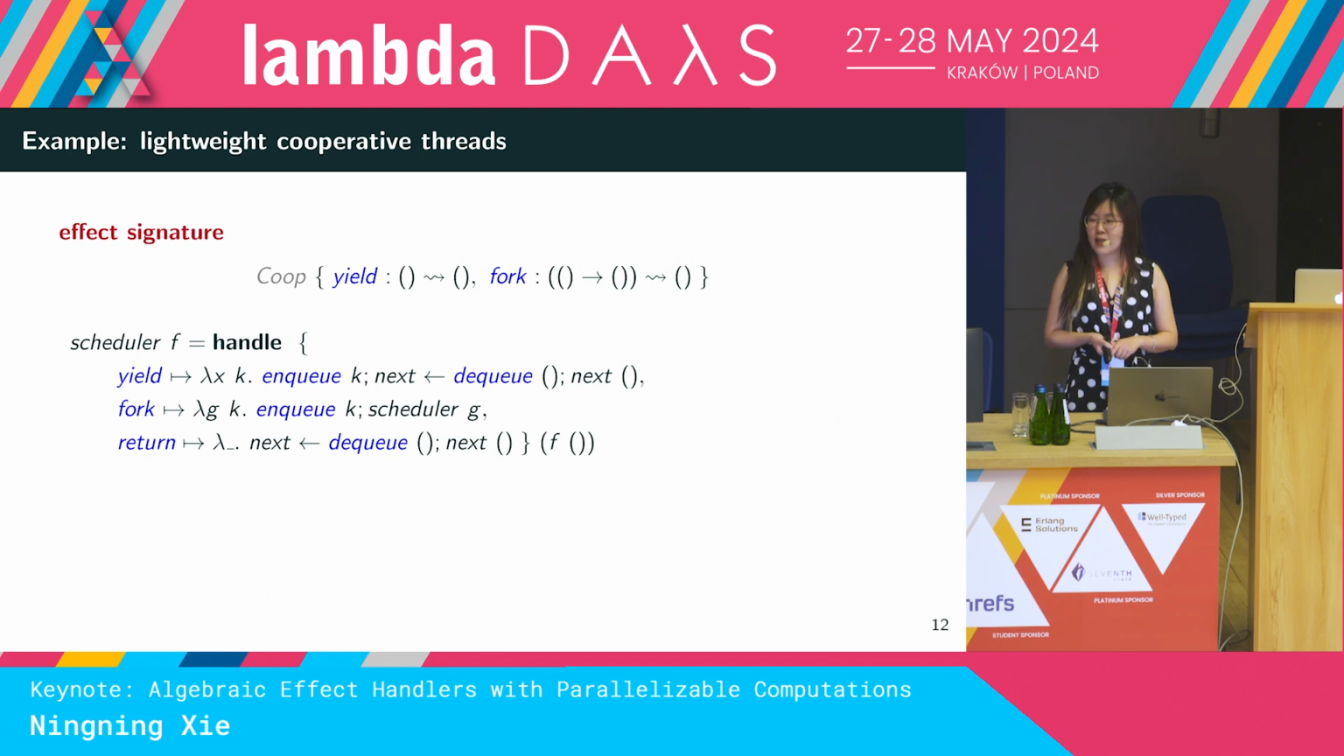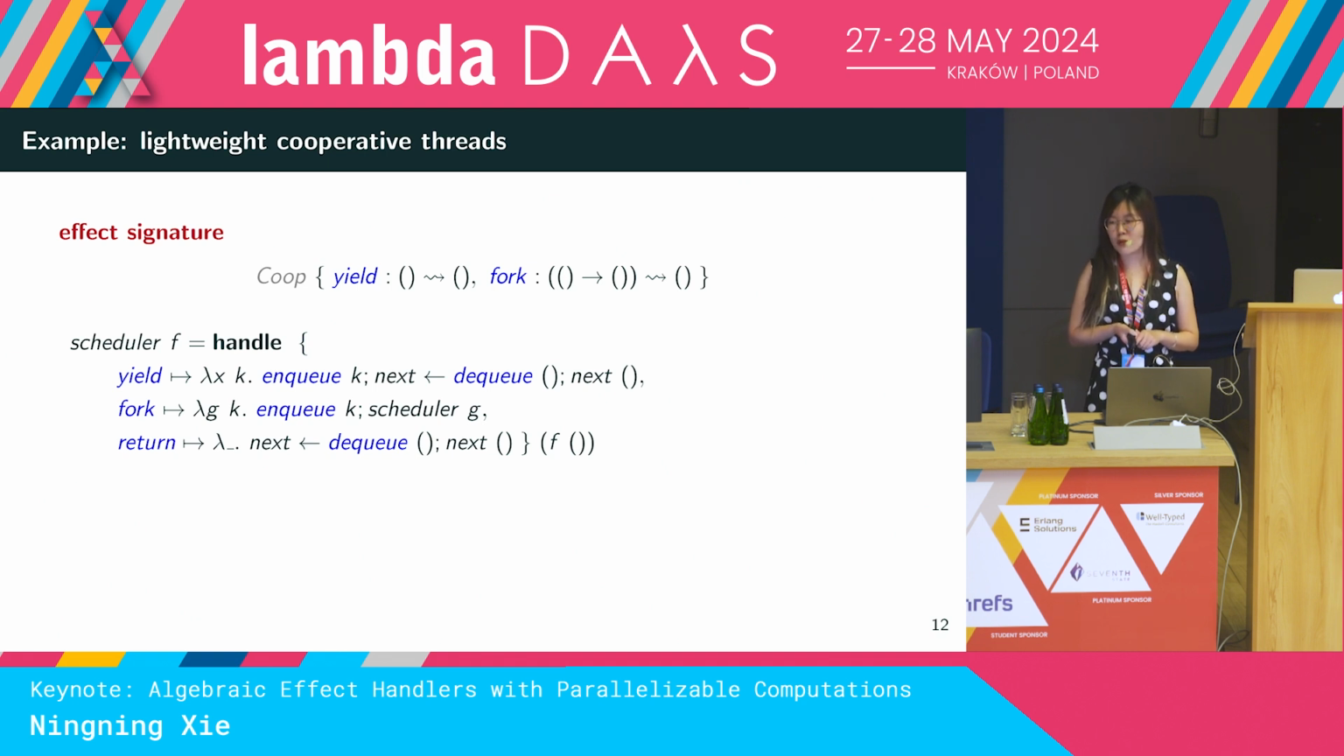In this case, the handler says that if you yield, then I'm going to put the rest of the computation, in this case just this k function, into the queue. And I'm going to get the next available function from the queue, and run next. If you want to fork a computation, then similarly, I also put the current continuation into the queue, and I'm going to invoke the function you are going to fork, and I'm going to make sure that I also handle this computation using scheduler.